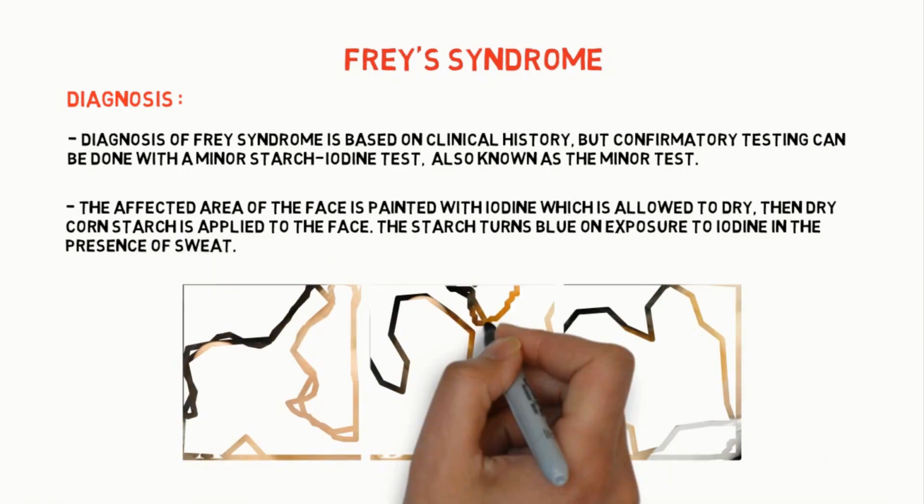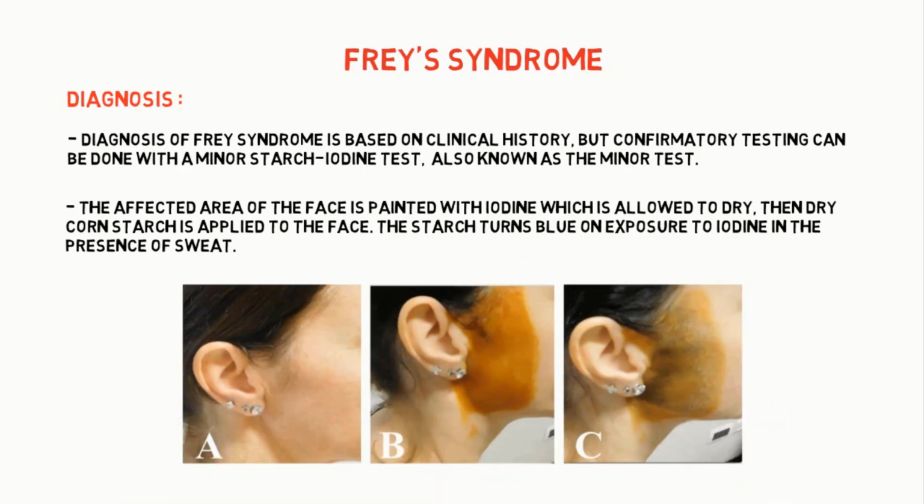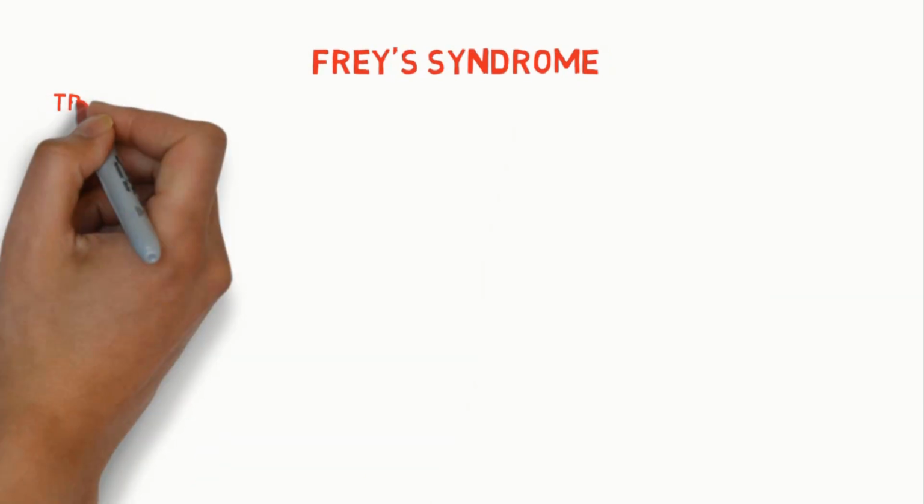As you can see in this picture, the first step is application of iodine, then application of starch. When salivary stimulus is given, the sweating starts and the starch turns blue. This test is known as the Minor test.